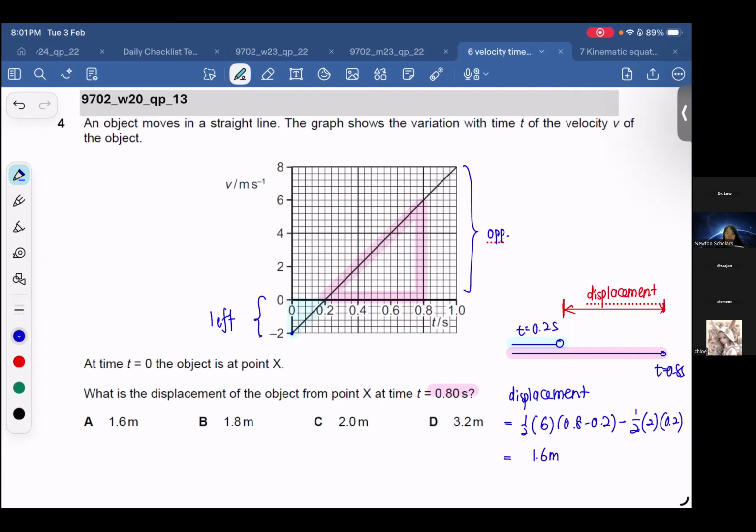Get it? So 6 times 0.6 divided by 2. The pink color here is 1.8 meter. Then this one is 0.2 times 2 divided by 2, so it should be 0.2. That means this part travels 0.2 meter, then in the opposite direction, it travels 1.8 meter. So what is the displacement? You use 1.8 minus 0.2. That is your displacement, which is 1.6 meter. Answer is A.